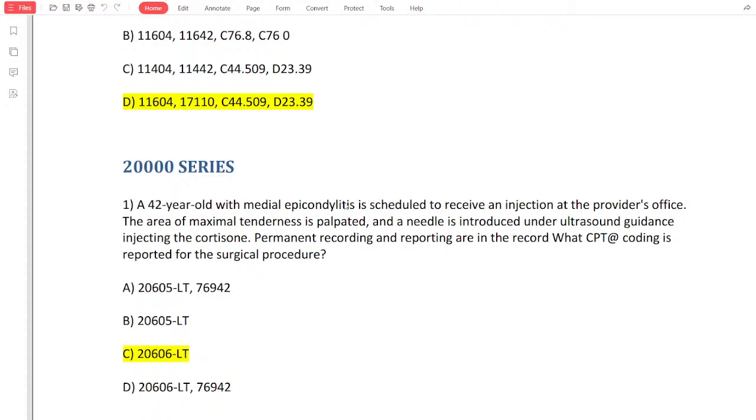So, here, what is the procedure? Surgical procedure. Okay. Also, they have mentioned ultrasound guidance. So, just to check the option C, 20606 LT, left. Okay, so in that particular code they have already included the ultrasound guidance. No need to report extra ultrasound guidance. In one code it always contains the ultrasound guidance, so no need to code extra.